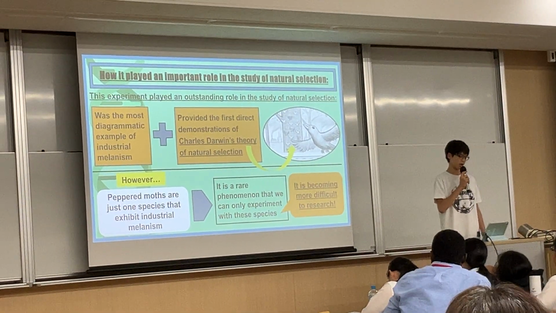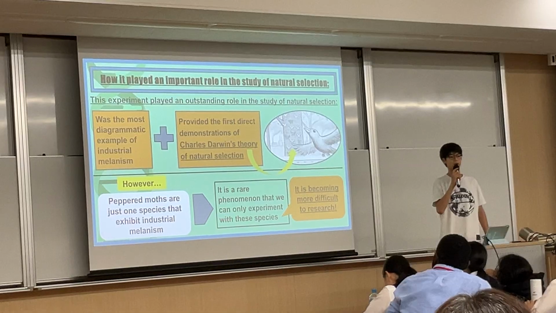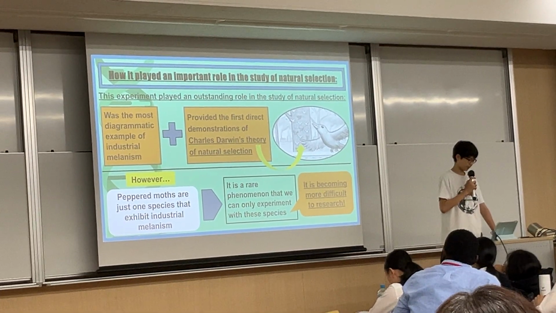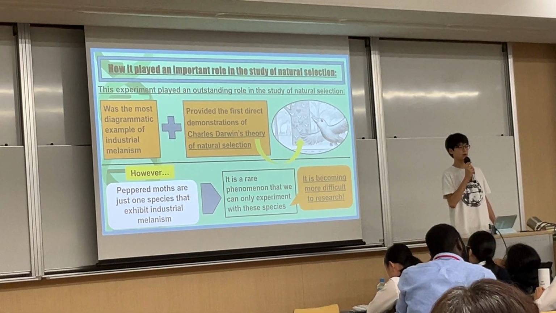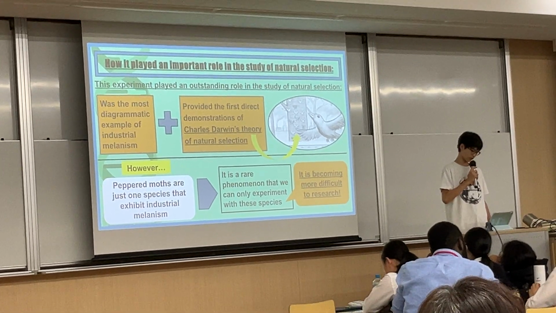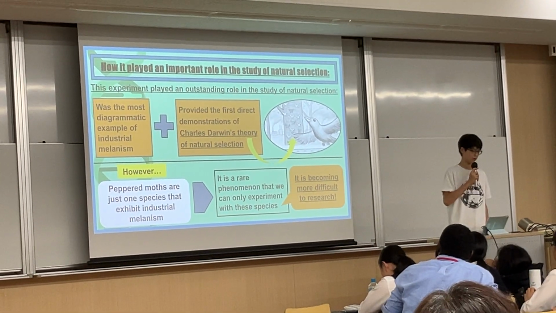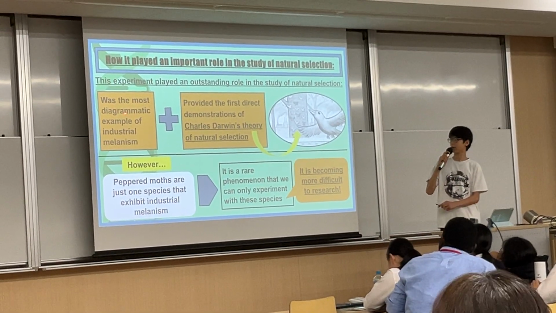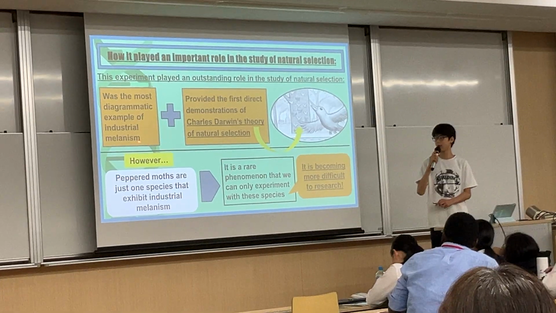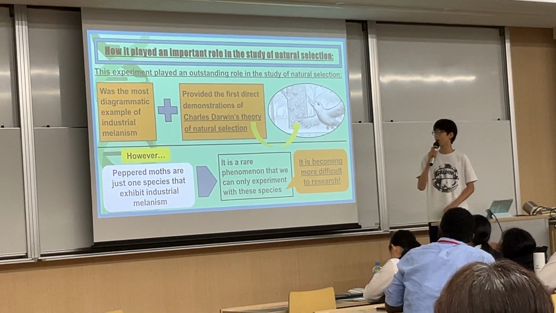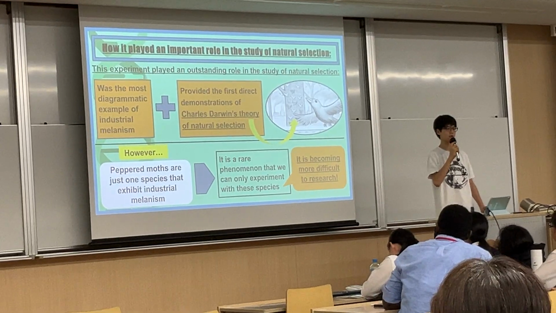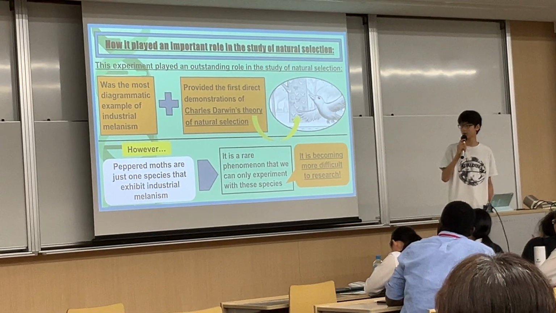Finally, I'm going to talk about how this experiment played an important role in the field of natural selection. This experiment played an outstanding role in the field of biology, especially in the study of natural selection, for two main reasons. This experiment was the most diagrammatic example of industrial melanism in the 19th century, and it also provided the first direct demonstrations of Charles Darwin's theory of evolution.